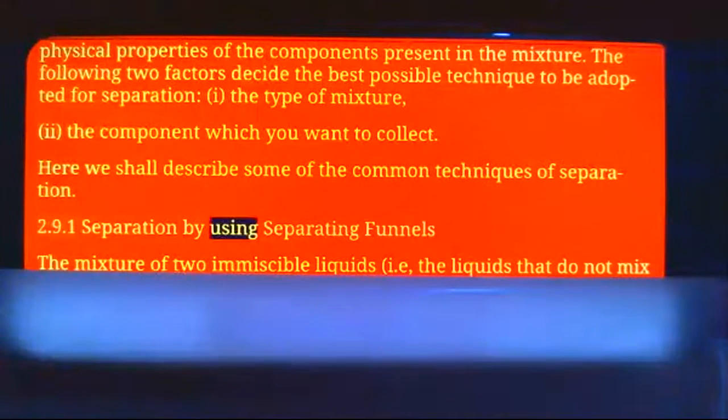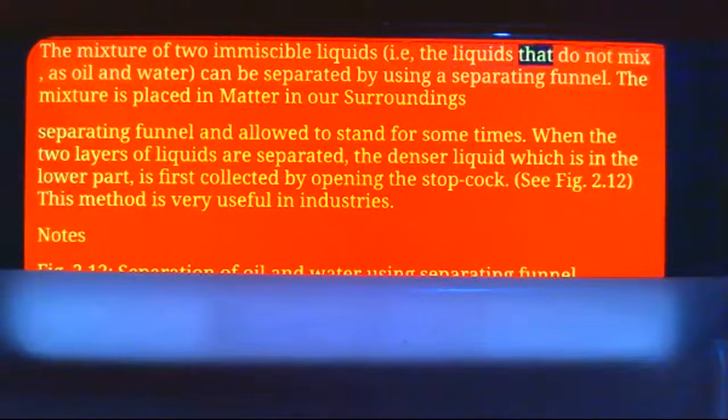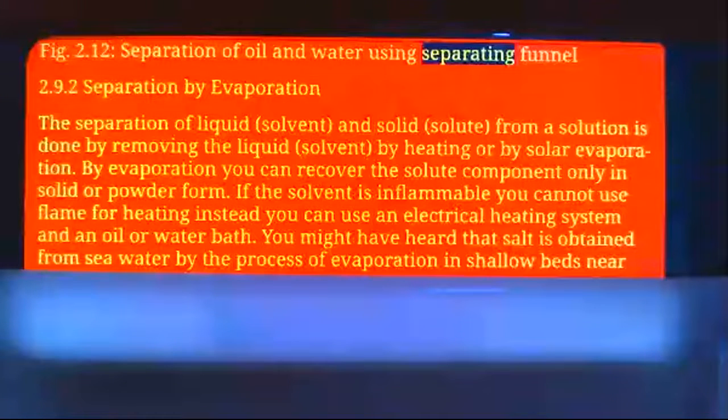2.9.1 Separation by using separating funnels. A mixture of two immiscible liquids, that is, liquids that do not mix, such as oil and water, can be separated by using a separating funnel. The mixture is placed in the separating funnel and allowed to stand for some time. When the two layers of liquids are separated, the denser liquid, which is in the lower part, is first collected by opening the stopcock. See Figure 2.12. This method is very useful in industries. Figure 2.12. Separation of oil and water using separating funnel.